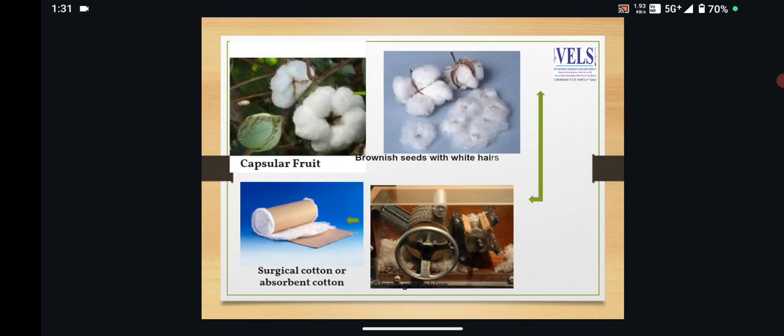This is the photograph which shows the first one, capsular fruits. It is a boll type of capsular fruit. Each fruit contains numerous seeds. When fully grown, they tend to break. They are collected from the plant, then broken into small pieces. From that, the seeds are removed by the ginning process. The third diagram represents the ginning machine normally used. After separation, it is treated, bleached, and sterilized, then comes to the market under the name of absorbent cotton or surgical cotton. The absorbent cotton is most commonly used in the surgical industry.